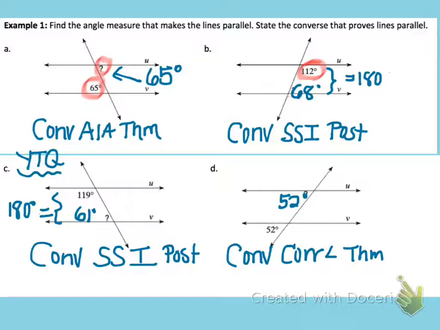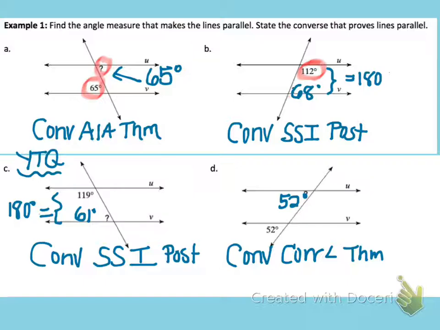Okay, so for those lines to be parallel, for U and V to be parallel, in part C, the missing angle would have to be 61 degrees, because then 61 degrees plus 119 degrees would make 180 degrees. And then by the converse of the same side interiors, the lines would have to be parallel. Now, if the missing angle with the question mark in D was 52 degrees, that would make those congruent corresponding angles, and therefore by the converse of the corresponding angle theorem, the lines would have to be parallel.